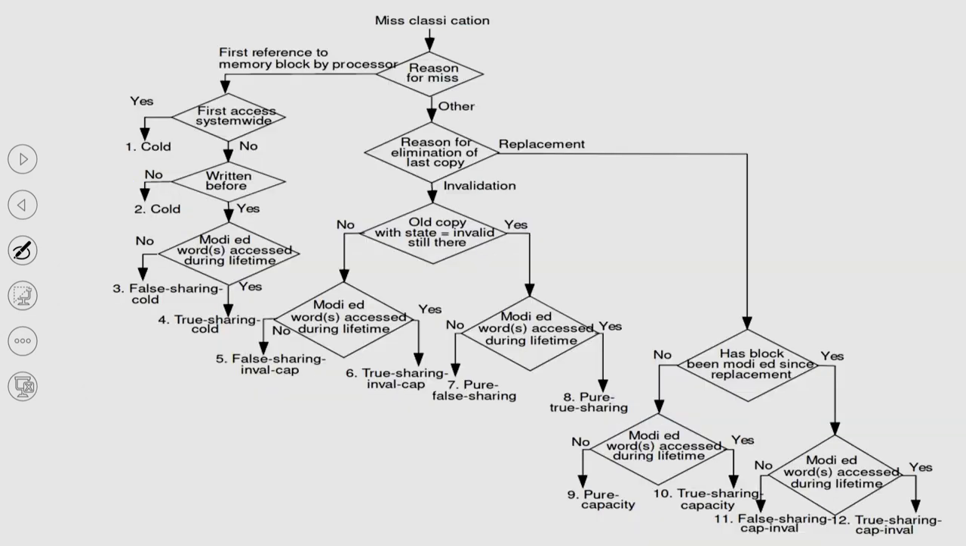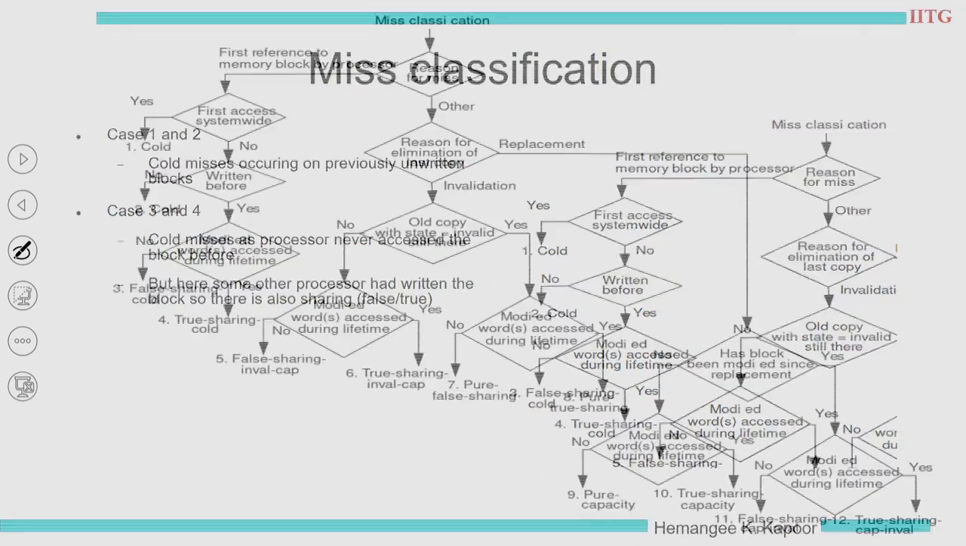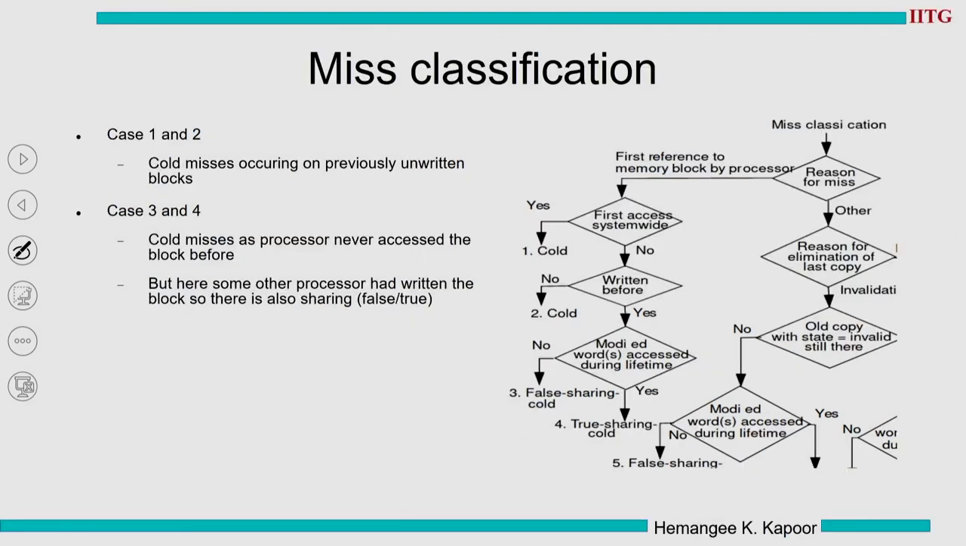Okay, so this is a complete chart. I've tried to fit it in one slide, but we will see it piece by piece in the next few slides. So we'll start with the first four cases, and I have cropped the picture from this slide, only the top left corner. You can see the flow chart on the right hand side and the categories on the left hand side. So we'll concentrate on the flow chart. I'll start from here.